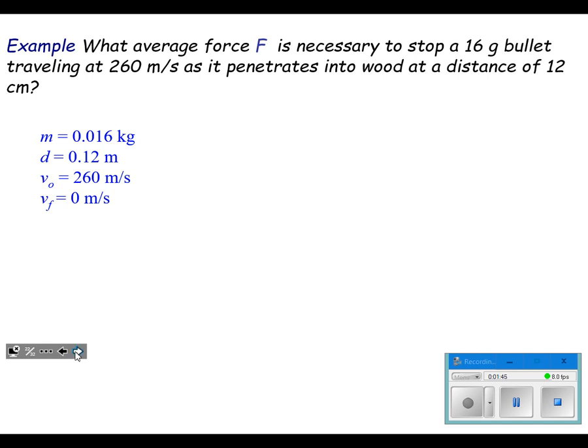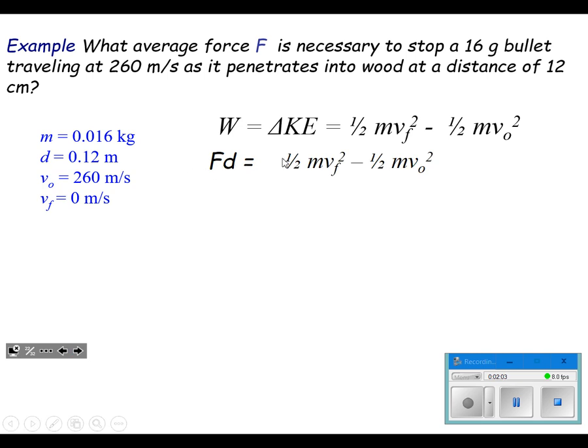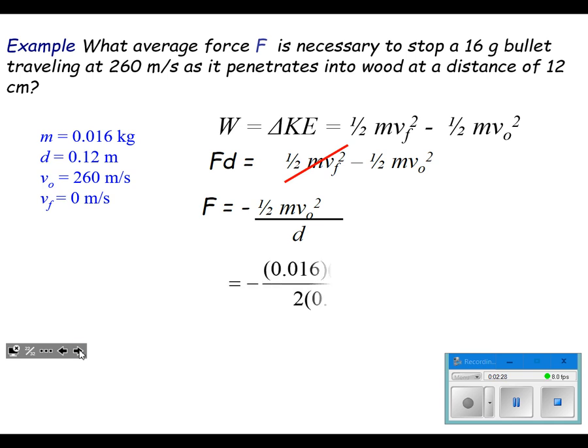All right, so I know that my work is equal to my change in kinetic energy, and I know change in kinetic energy is my final kinetic energy minus my original kinetic energy. So I also know that work is force times displacement. So I can say force times displacement equals 1/2 mv_f squared minus 1/2 mv_o squared. Since my final velocity was 0, I could cancel the entire final kinetic energy expression out because anything multiplied by 0 is 0. Okay, so then I would end up with a negative 1/2 mv_o squared divided by D to get my force by itself.